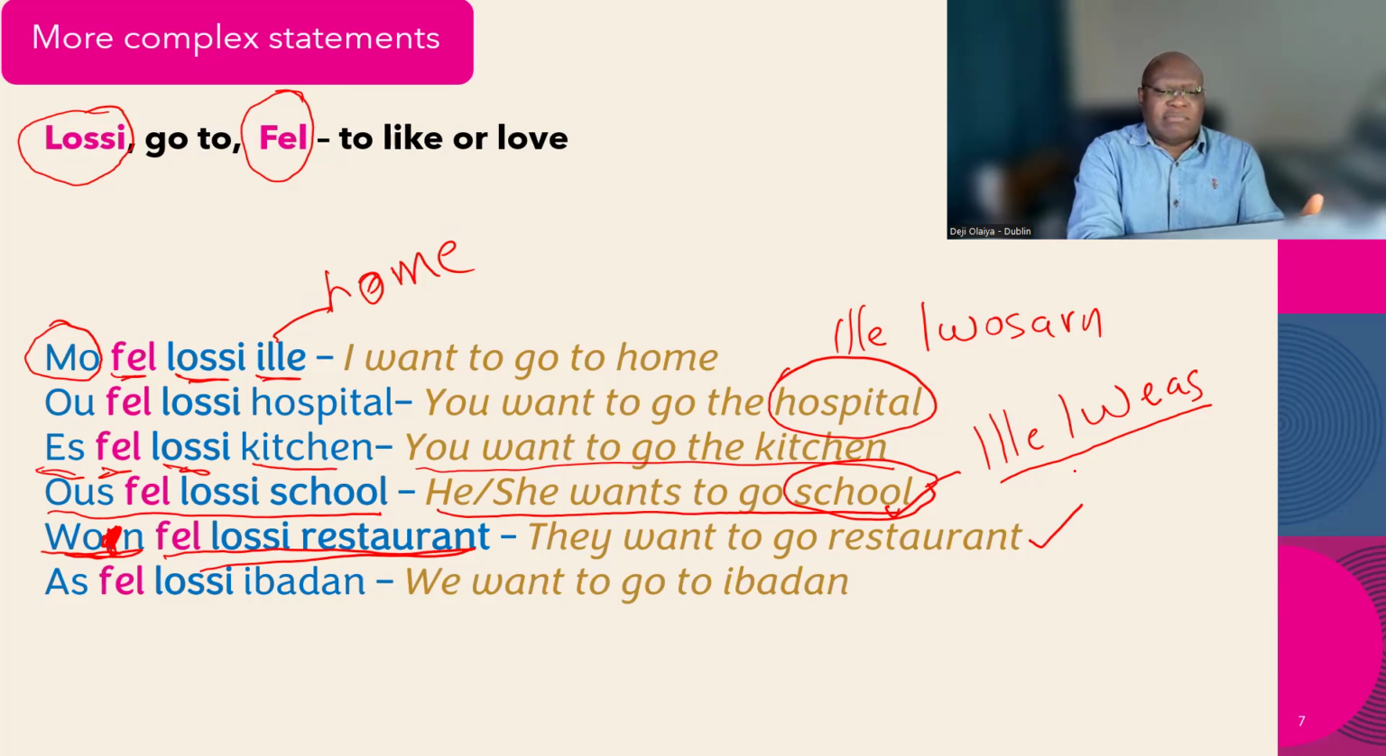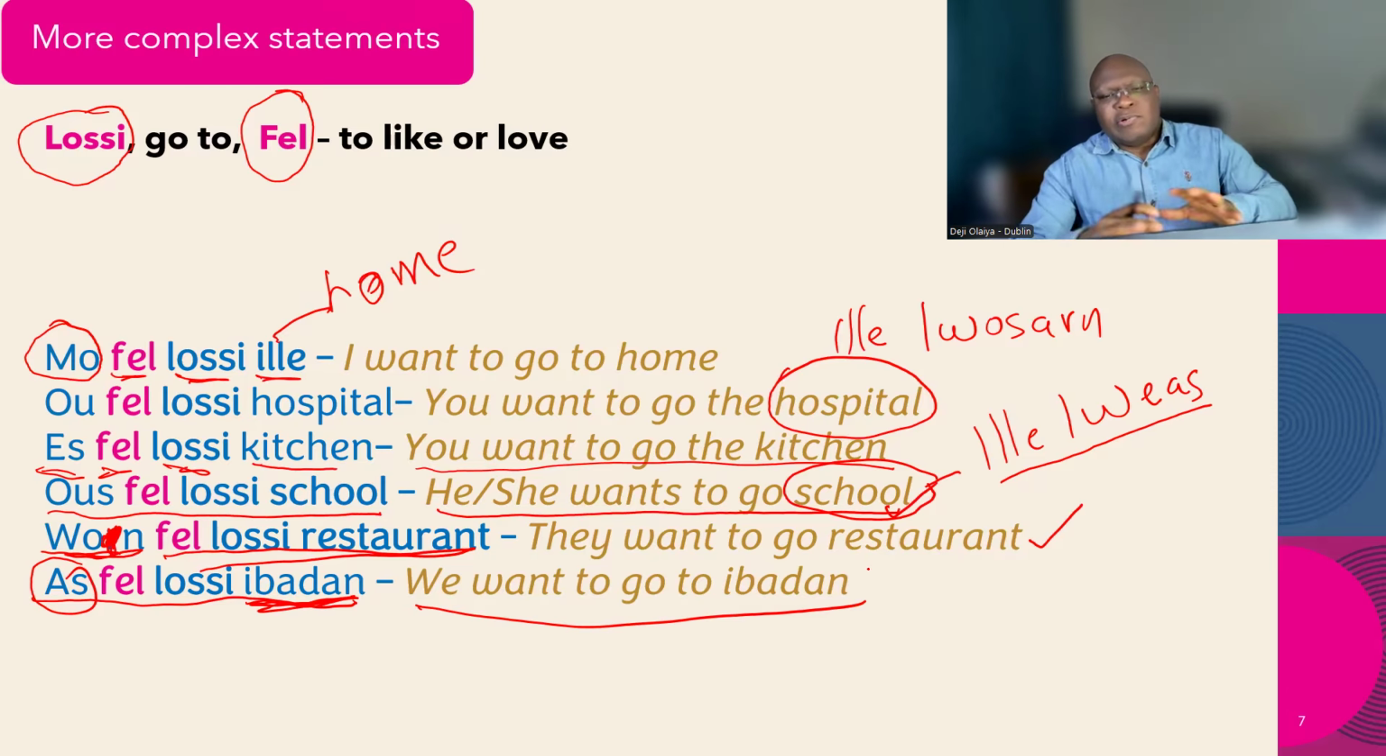And if you want to say, we want to go to Ibadan. Ibadan is the name of a town. It's the biggest Yoruba town, I think the second biggest after Lagos. It's the biggest Yoruba town in the world. So, a fẹ́ lọ sí Ibadan. We, àwa. We want to go to Ibadan.